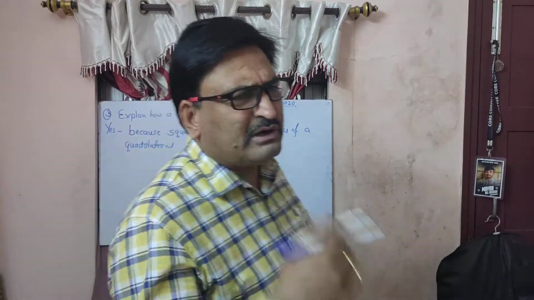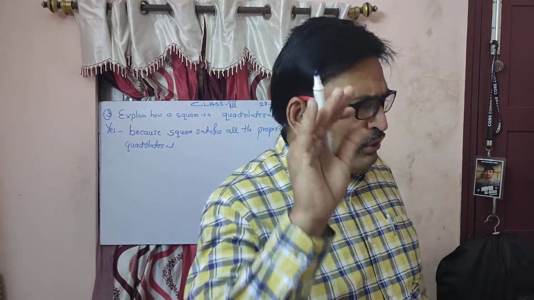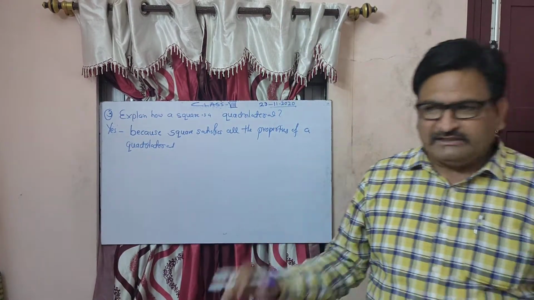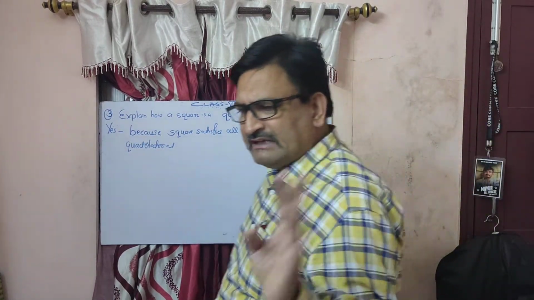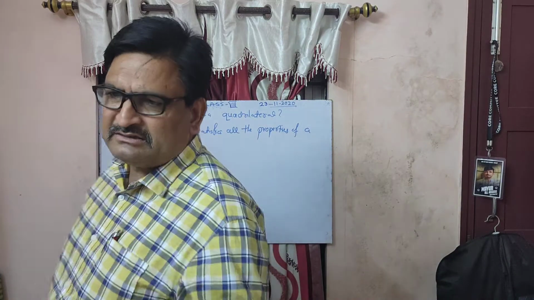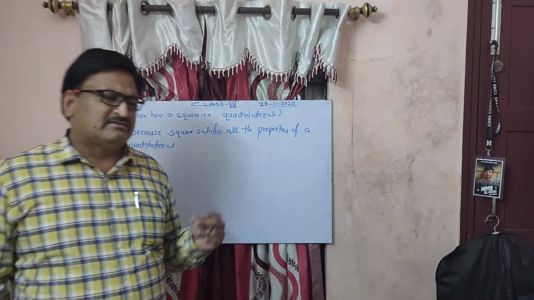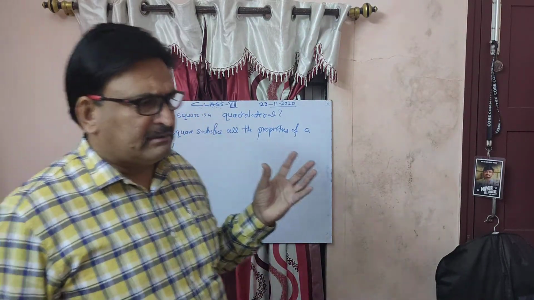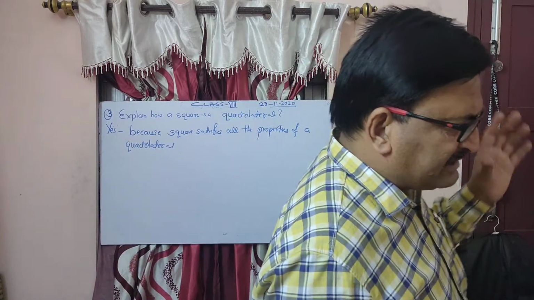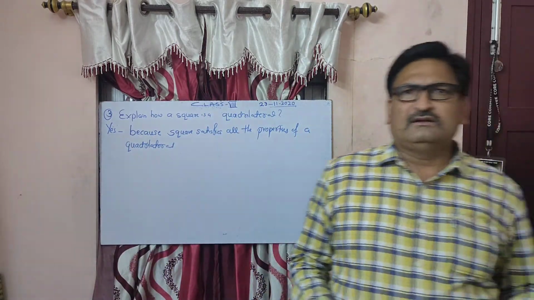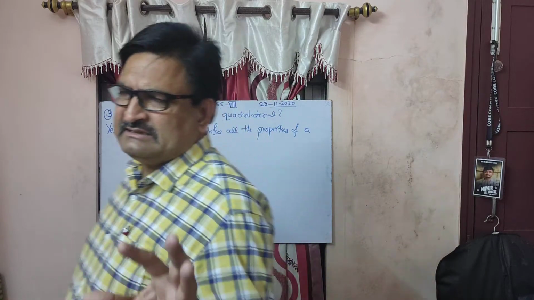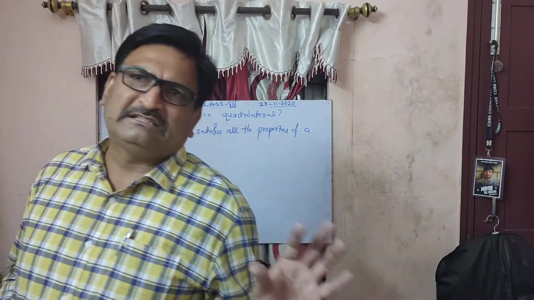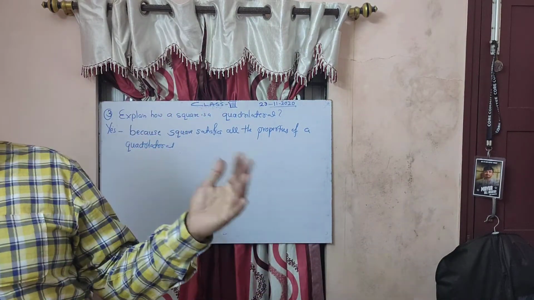What are the properties of a quadrilateral? It should have four sides. It should have four vertices. It should have four angles. It should have two diagonals. The sum of the four interior angles should be 360 degrees. So if it satisfies all these six properties, it means it is a quadrilateral.